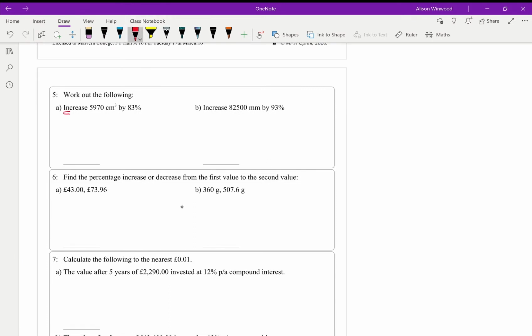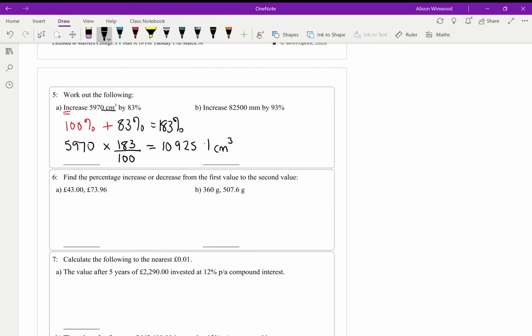When we do a percentage increase, we start with 100% and then we add on. So adding on 83% takes me up to 183%. I had 5,970 and I want 183%, which is out of 100 of that amount. So 5,970 times 183% is 10,925.1 centimetres cubed. Centimetres cubed in the question, centimetres cubed in the answer.